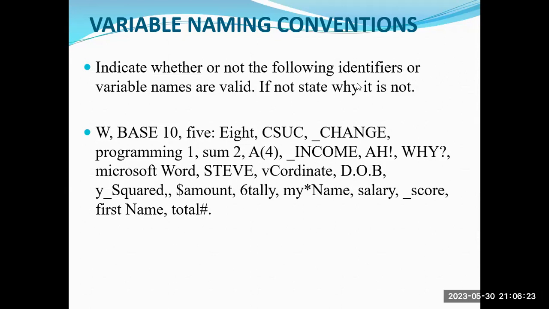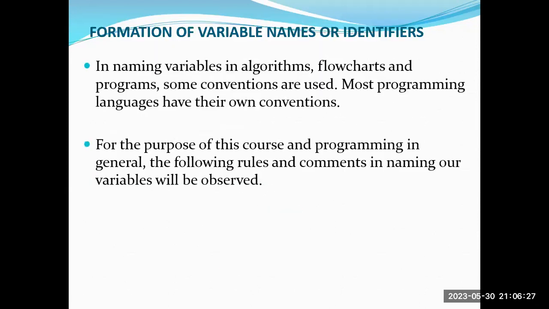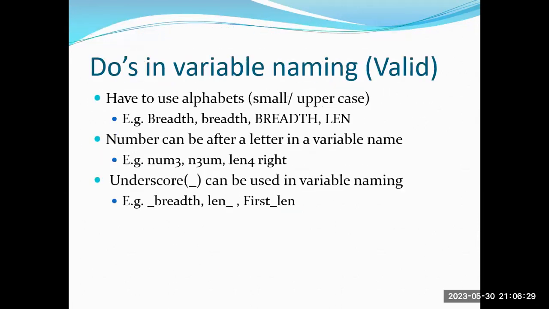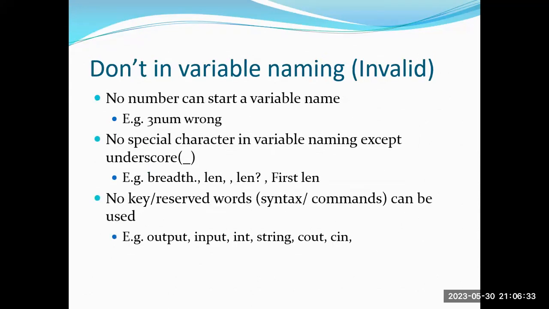Okay, so let's go back to the slides so that it will refresh your mind. This is what I said. Look at it. I said that the don'ts in variable naming: if you start with a number, it's invalid. If you have a special character in it, except underscore, it's invalid. So you can see the examples down there. If you have a reserved word, it's invalid.